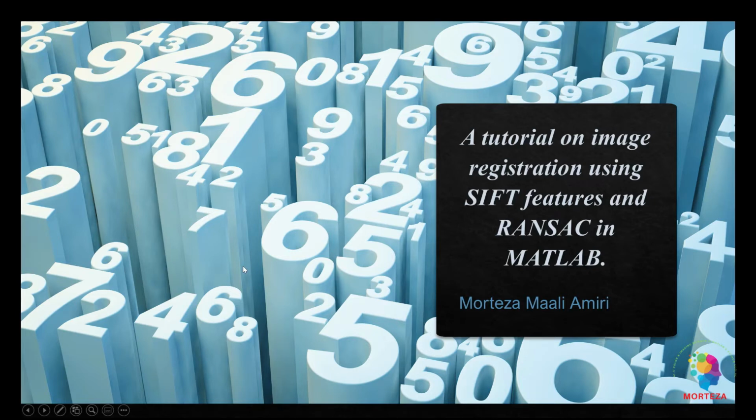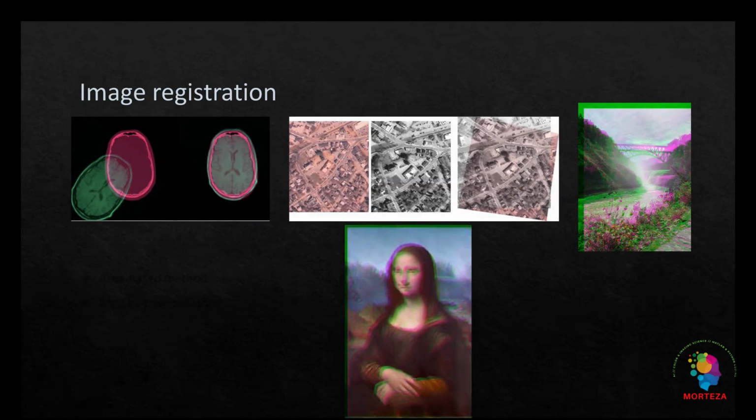Okay, let's get started on our tutorial on image registration using SIFT features and RANSAC in MATLAB. Image registration is the process of overlaying images of a similar scene which have gone through different transformations because of being taken from different viewpoints, at different times, or by different sensors, or the same sensor but with different filters. These are some examples of the images that need to be registered, especially the Mona Lisa and the bridge on the far right. As you can see, these images need to be registered.